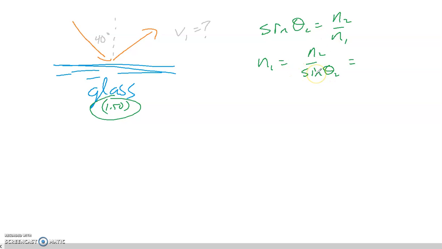All right, so if I do the calculation, I get an index of around 2.33. So actually really close to what diamond would be. Now that I have the index, finding the speed is relatively simple. Speed in the first material would be c divided by n1. So I'll just take my speed of light in a vacuum and divide it by the index. And we're looking around 1.29 times 10 to the 8 meters per second. So there's a little practice with our critical angle and basic calculations with that.